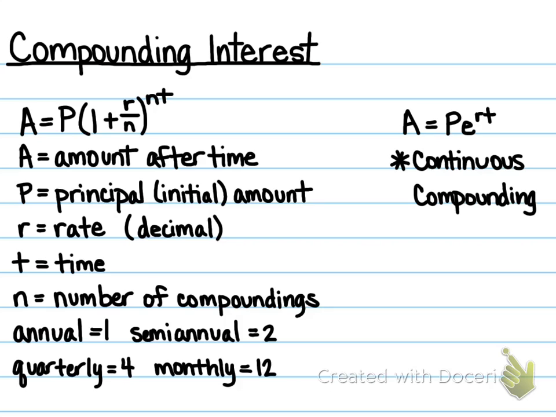If they say that the interest is compounded continuously, then you're going to use the second formula, A equals P times e to the rt power. And when it's compounded continuously, that just means that it's constantly calculating the interest. And it's very close to being calculated on a daily rate, but it's actually a little higher than a daily rate.